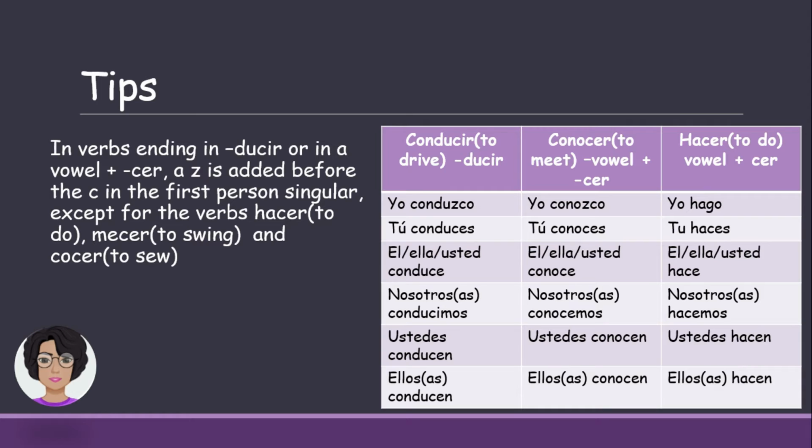And here we have an exception, which is the verb hacer. This one has a vowel plus -cer, but in this case, we don't have to add the letter z before the c. That changes completely. So, yo hago, tú haces, él, ella, usted hace, nosotros hacemos, ustedes hacen, ellos hacen.